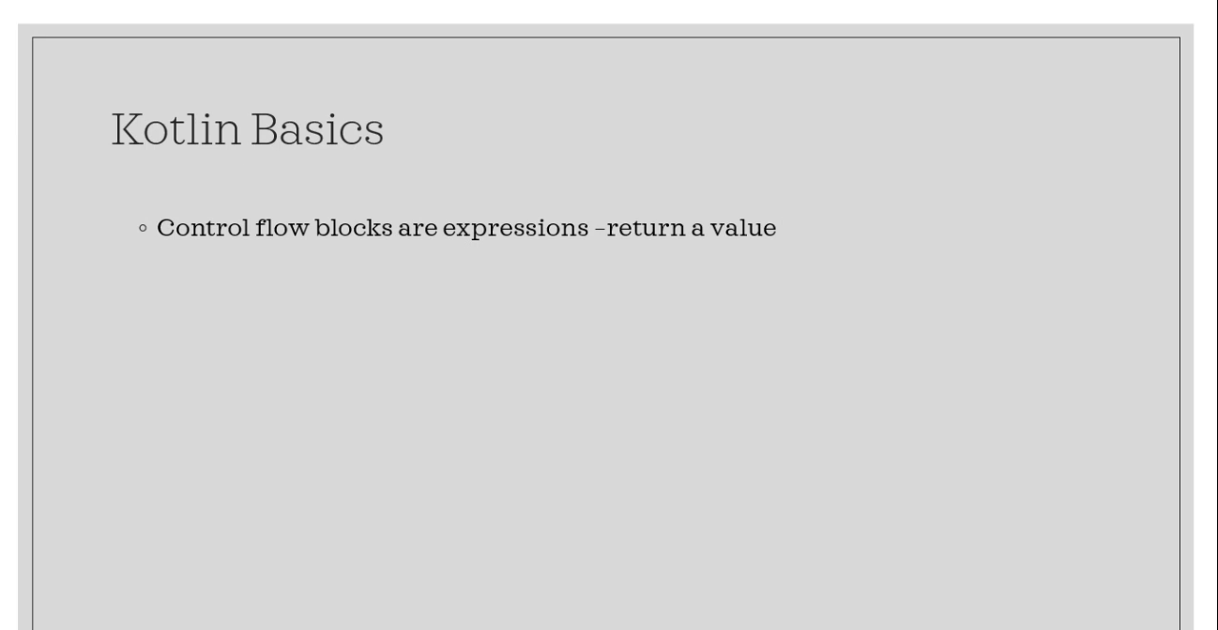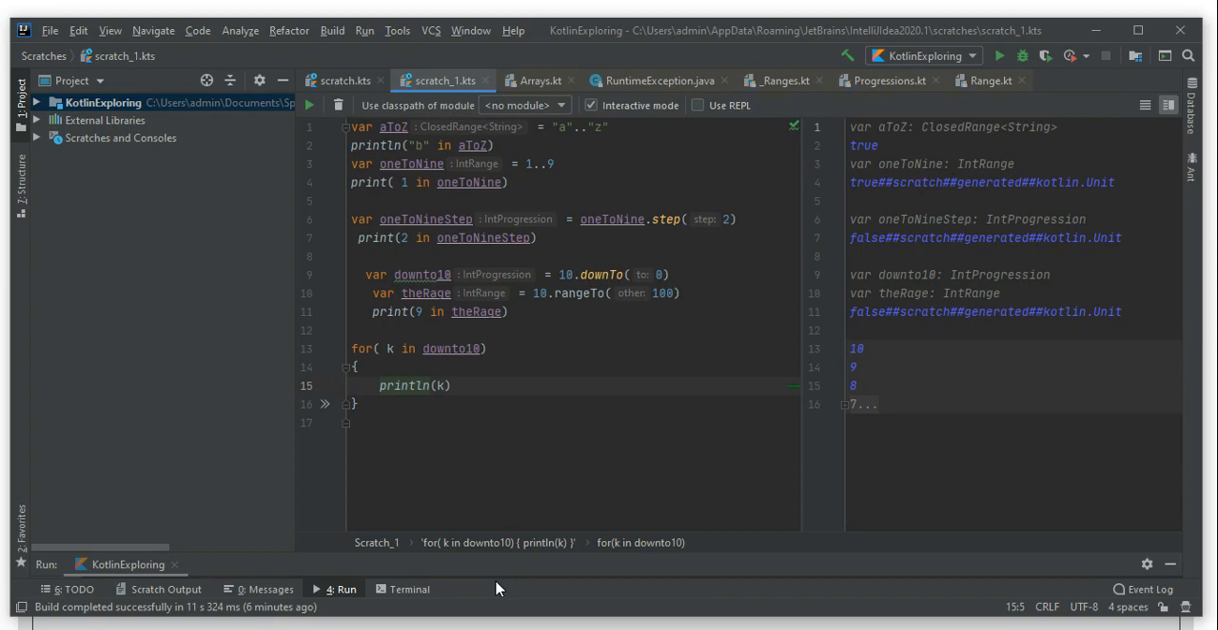So one of the features is control flow blocks, like if or when statements. In Java, these if blocks or when blocks are called statements, but in Kotlin these are expressions and return a value.